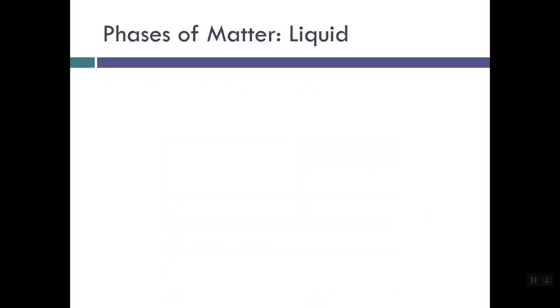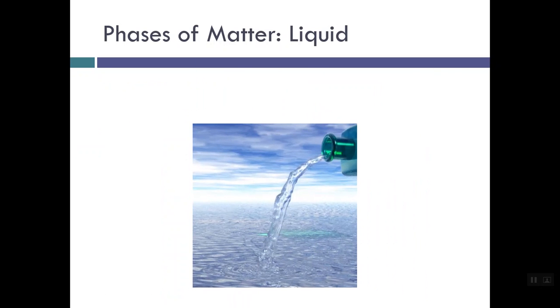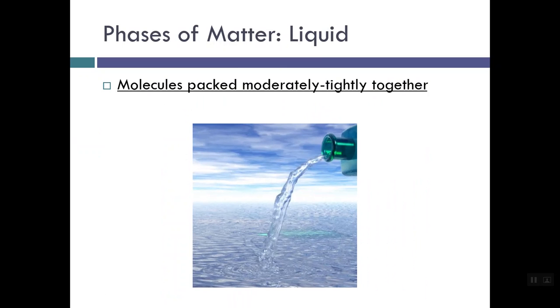Then you have your liquids. In a liquid, the molecules are packed moderately tightly together. They're moving as they are in a solid as well, but kind of shaking in a solid, and here they're kind of rolling, and they have a definite volume but an indefinite shape. A liquid is going to take the shape of its container.